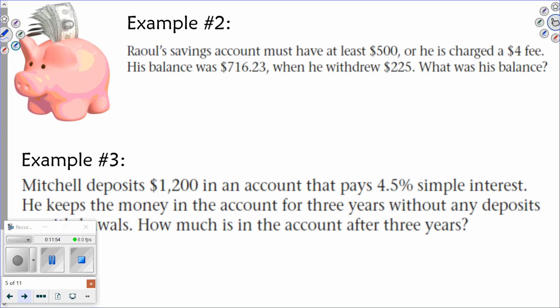All right, so example 2. Raul's savings account must have at least $500 or he's charged a $4 fee. So he's got one of those accounts that probably pays a little bit of interest because he's got a higher minimum balance in there. His balance was $716.23 and he withdrew $225. What's his new balance?